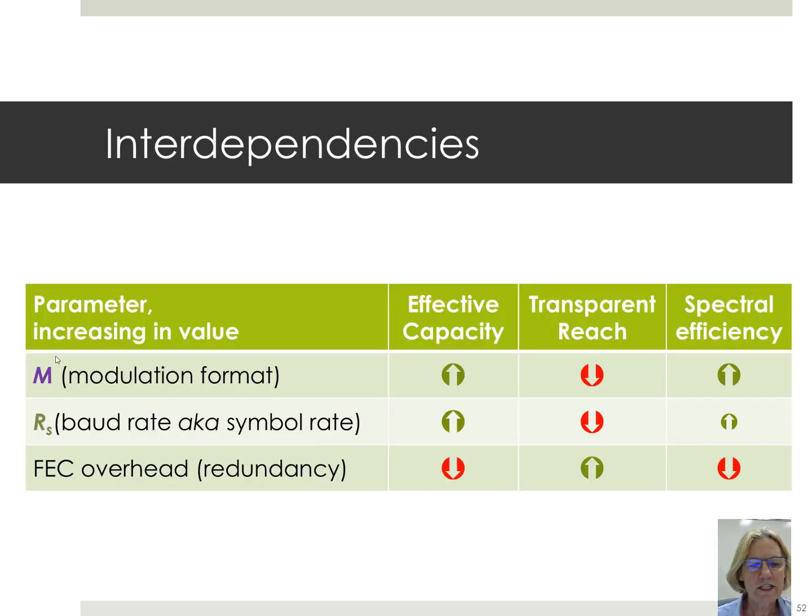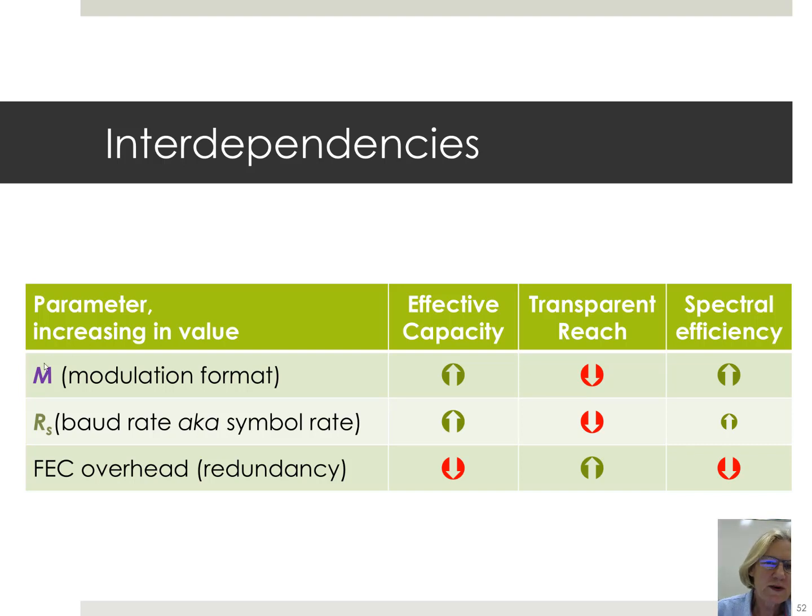So the problem, of course, is these three parameters, for instance, that I can adjust in my programmable transceiver. That's what I'm seeing here in each one of the rows, has a different impact on the qualities that I'm going to be using in my routing decisions. So my routing decisions, I'm going to base them on the effective capacity, the transparent reach, and the spectral efficiency.